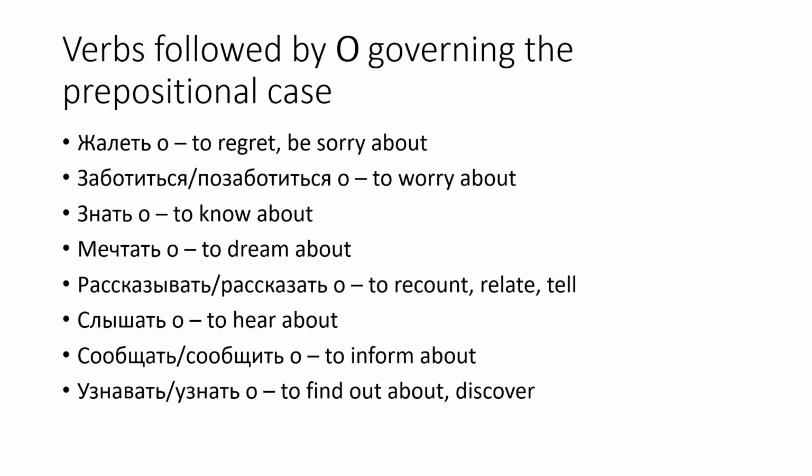Here are some verbs which are followed by о that govern the prepositional case. So жалеть о is to regret or to be sorry about, заботиться or позаботиться о, знать о, мечтать о, рассказывать о or рассказать о, слышать о, сообщать, сообщить о, and узнавать or узнать о.